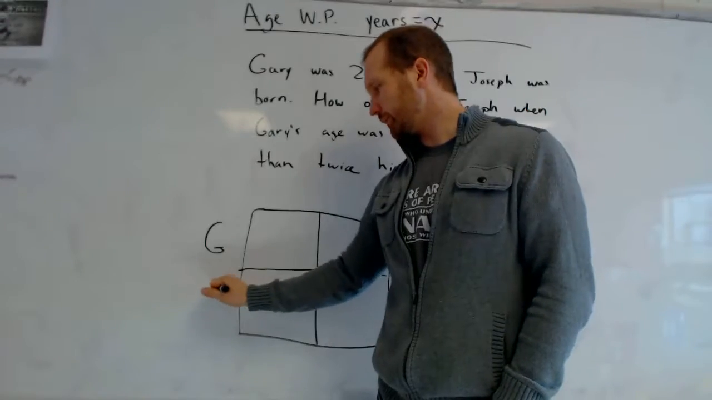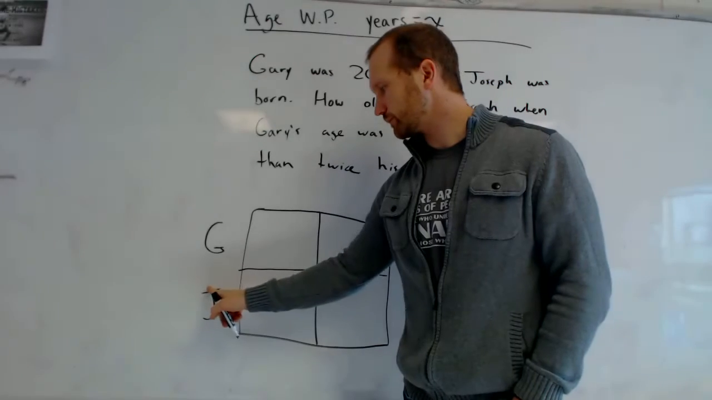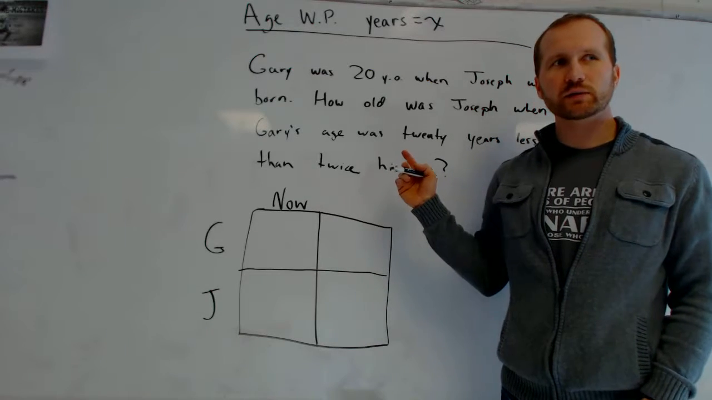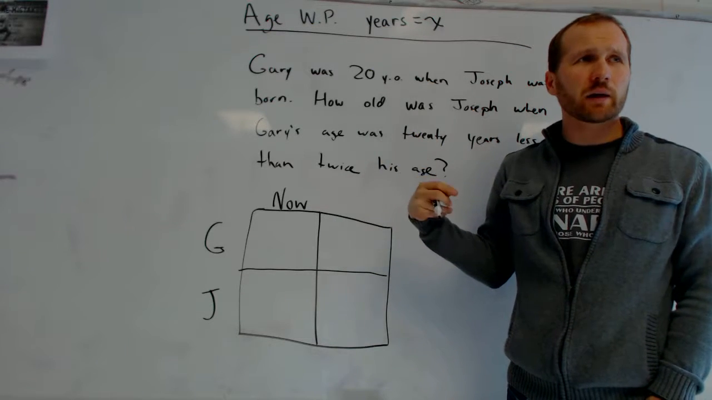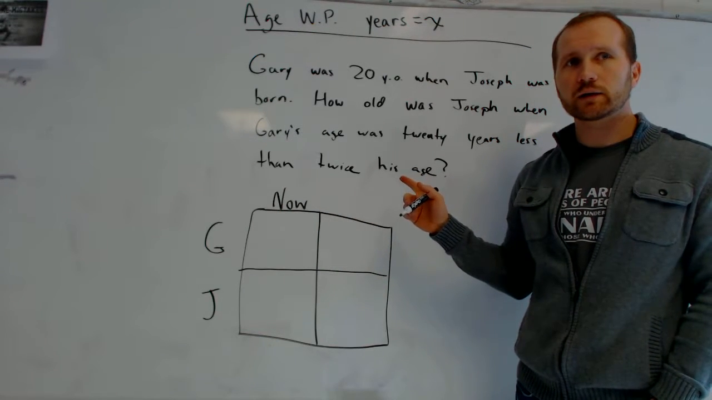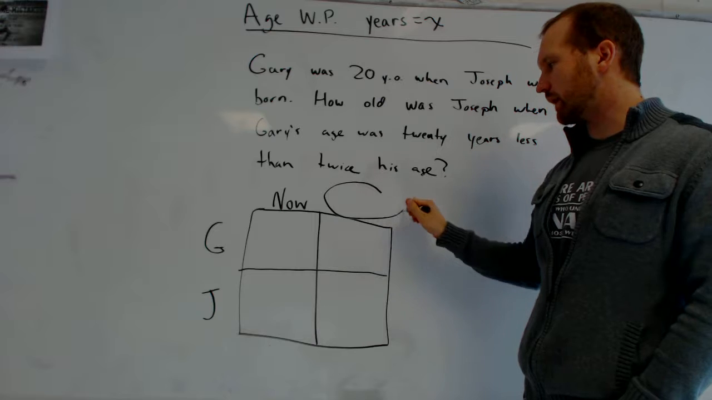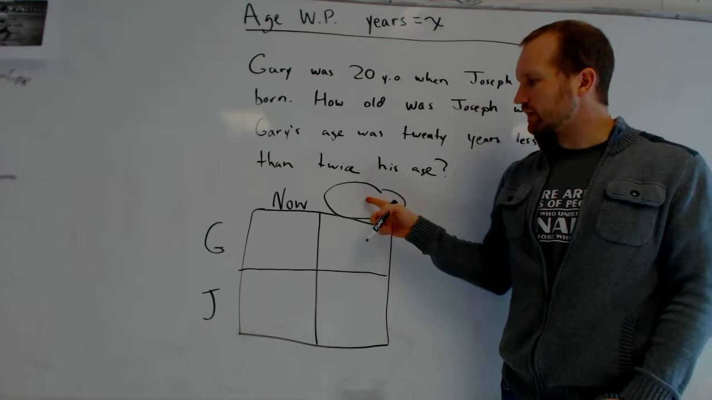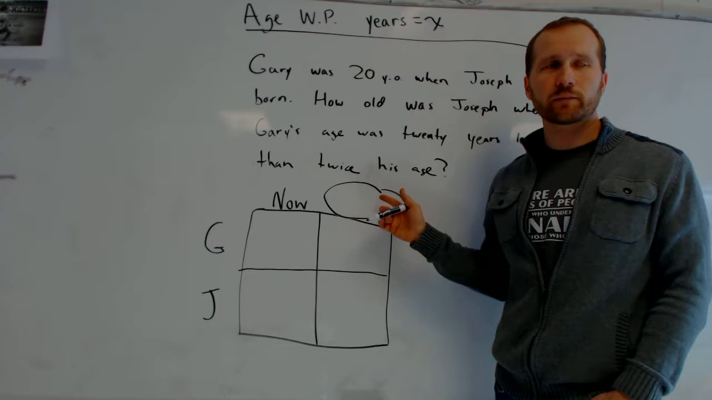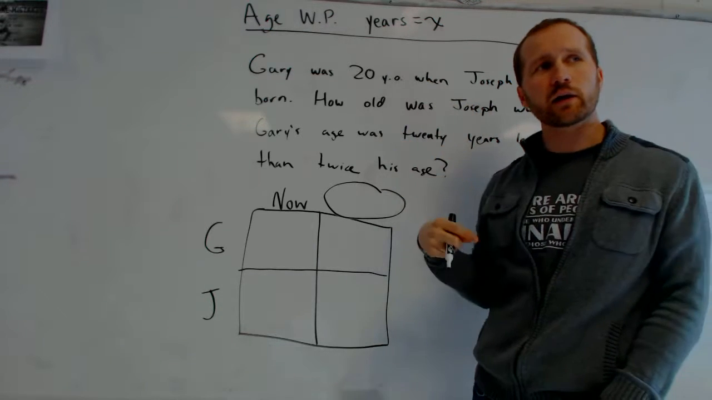So I'm going to make a table with one row for each person, right? A row for Gary, a row for Joseph. Right here is going to be now. And here's kind of the trick with these problems. You'll know it's coming, because as you're setting up your table and reading through this problem, you don't know what to label this column. Normally, if it was 10 years in the future, we'd say plus 10. If it said 3 years ago, we'd say minus 3. In this problem, it never tells us how far in the future or how long ago.